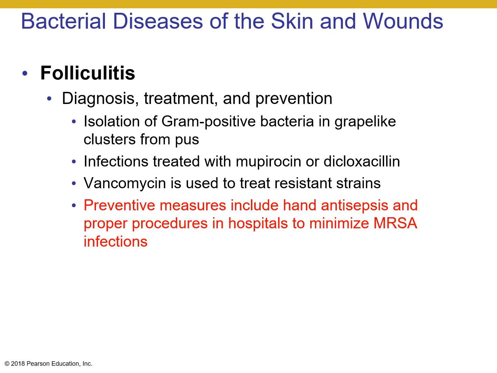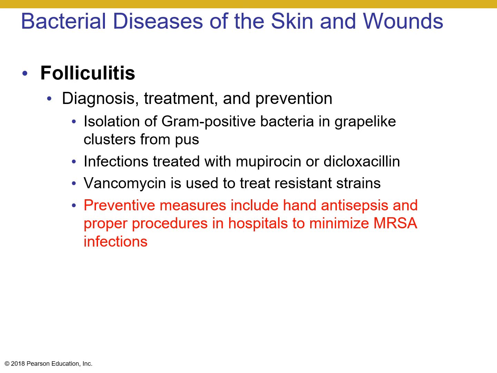So basically, to diagnose this, we're going to take a sample of the pus and look at it on a slide and see if we can find gram-positive cocci. You can see there that infections are treated with drugs that are specific for gram-positive infections. Vancomycin, remember, is a broad-spectrum drug that kills a lot of different things, and so it can be utilized to treat strains that are resistant to the more common antibiotics.